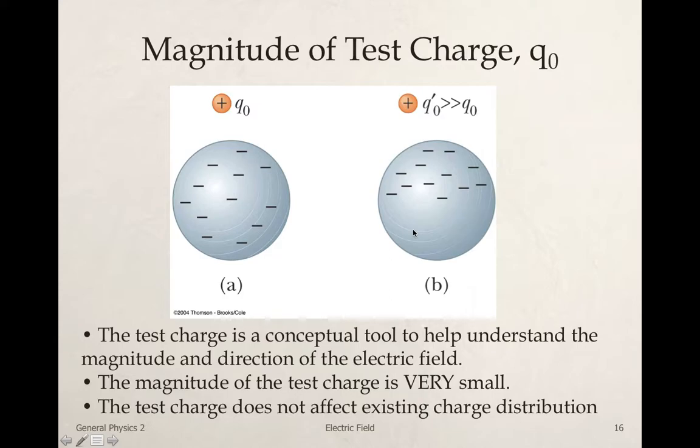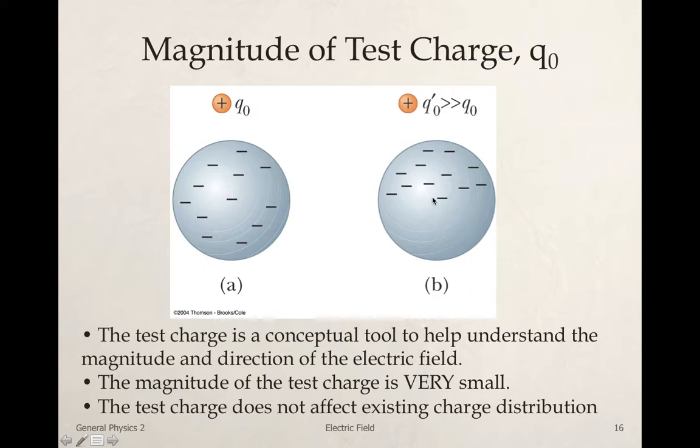This just talks about the magnitude of the test charge Q0. A couple things to remember: a test charge is a conceptual tool to help understand the magnitude and direction of the electric field. The magnitude of the test charge is really small, so it doesn't affect the existing charge distribution. You can see here I have this test charge, and I have charges in my spherical shell, but this test charge doesn't cause the negative charges to move toward it. They're distributed evenly in the sphere.